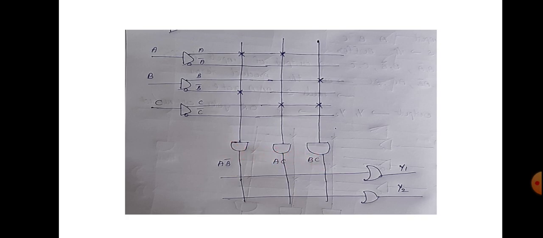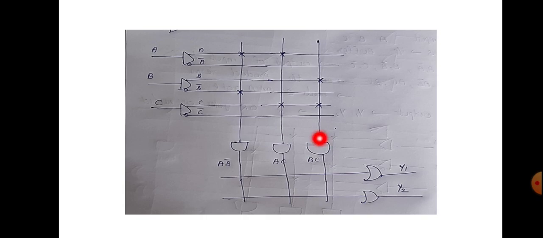So what is the next step? Next we have to take the sum, the outputs Y1 and Y2. So we need 2 OR gates. You can directly draw the 2 OR gates like this. Y1 and Y2. What is Y1? Y1 is A B bar plus AC. So we can program this OR gate by cross marking here and here. That is shown here: A B bar and AC are connected to this OR gate. So Y1 equals A B bar plus AC.